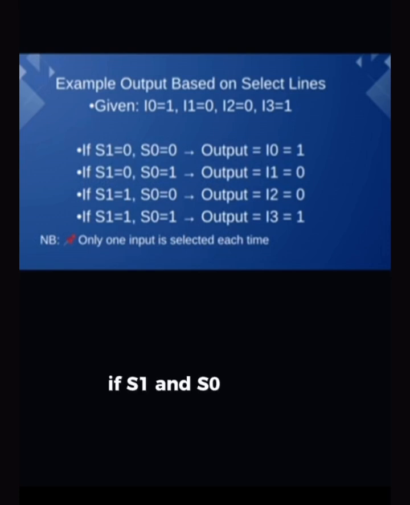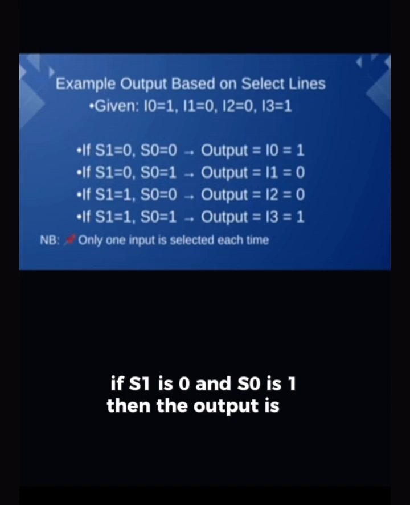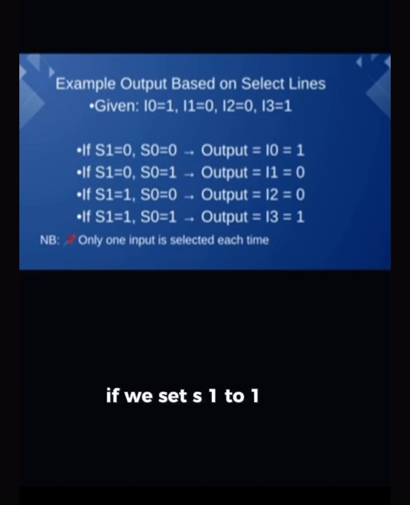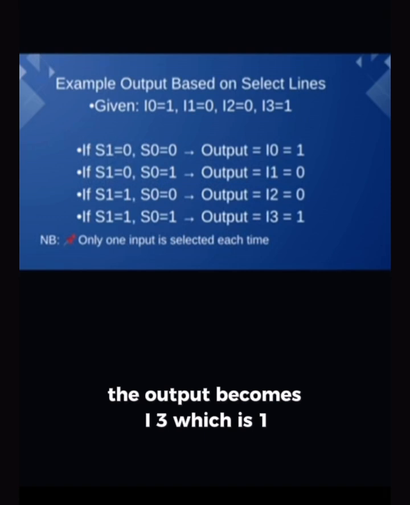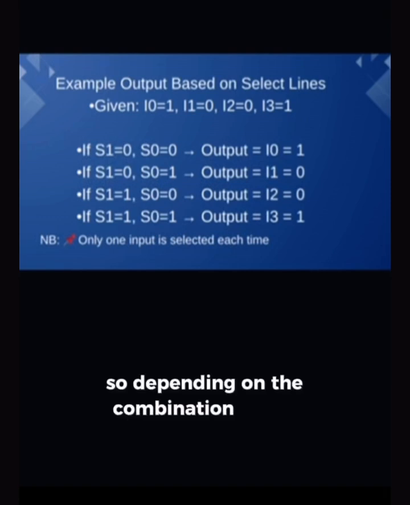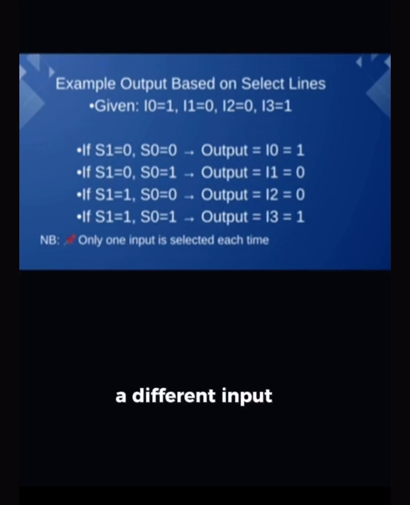If S1 and S0 are both 0, then the output is I0, which is 1. If S1 is 0 and S0 is 1, then the output is I1, which is 0. If we set S1 to 1 and S0 to 0, we get I2, which is also 0. And finally, when both are 1, the output becomes I3, which is 1. So depending on the combination of the select lines, a different input is routed to the output.